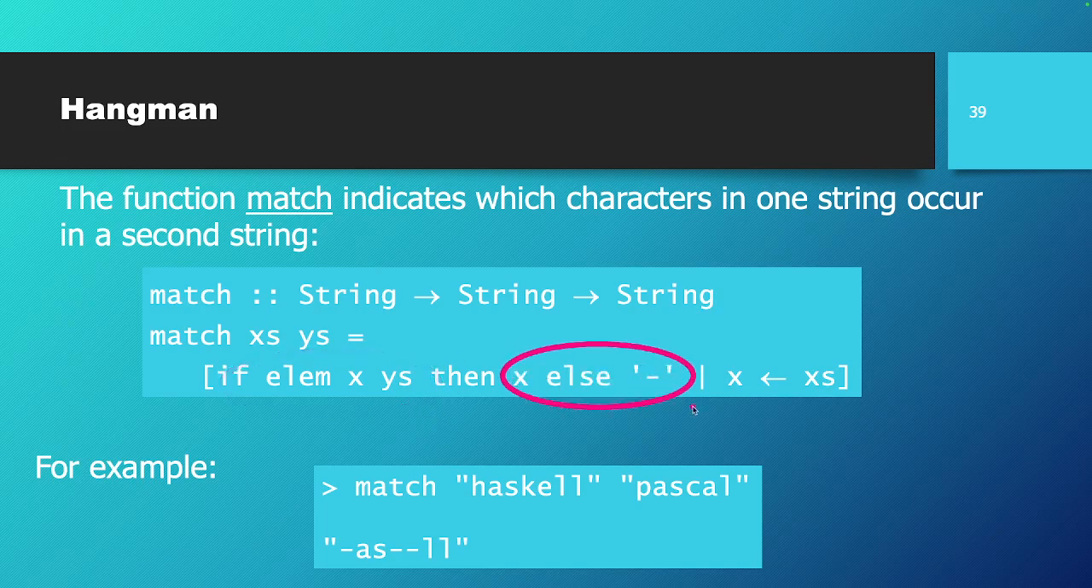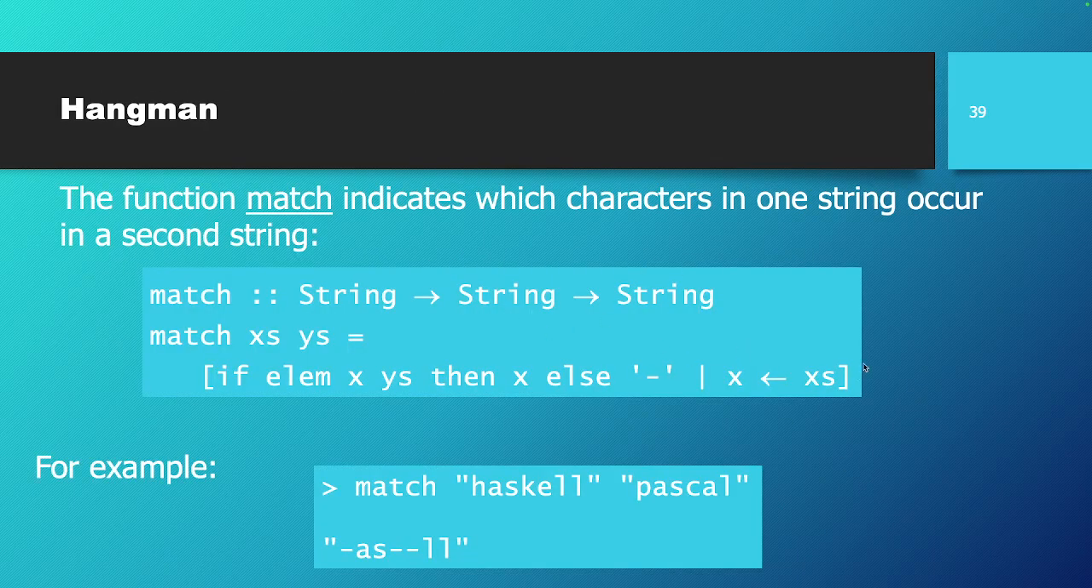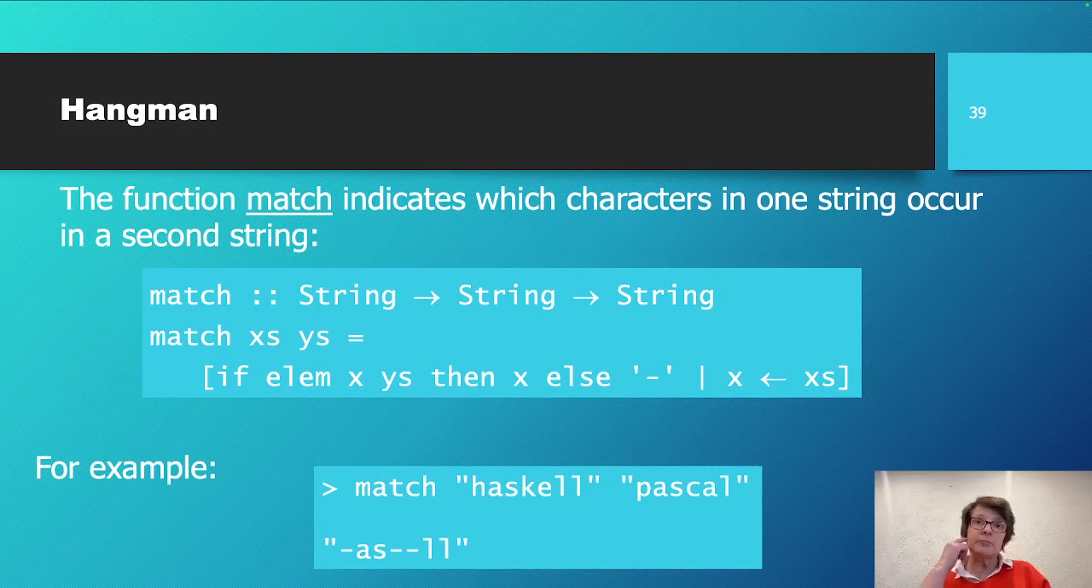So the first element of the string is going to be that. Because remember, this is list comprehension. So the list comprehension says, when you take out an X, the new list is either going to be an X or it's going to be this. It's going to be an X if that appears in that, otherwise the dash. All right. So that's actually the way the hangman works. So have a look at that. It's a nice example of a simple kind of game.